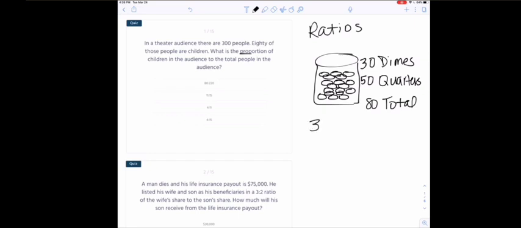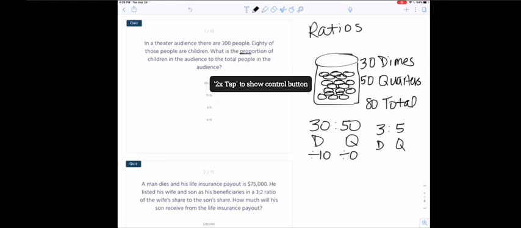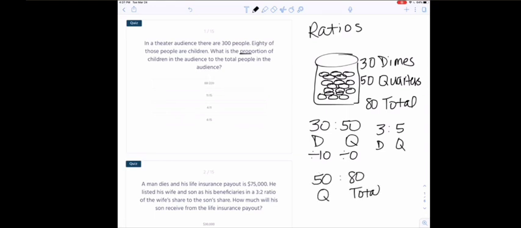Okay, so a ratio is if we were to compare 30 dimes to 50 quarters. And we simplify it. So divided by 10, the ratio is 3 dimes for every 5 quarters. Okay? Same thing goes with 50 quarters and 80 total. If I were to simplify this, I would divide by 10, and I get 5 quarters to 8 coins.